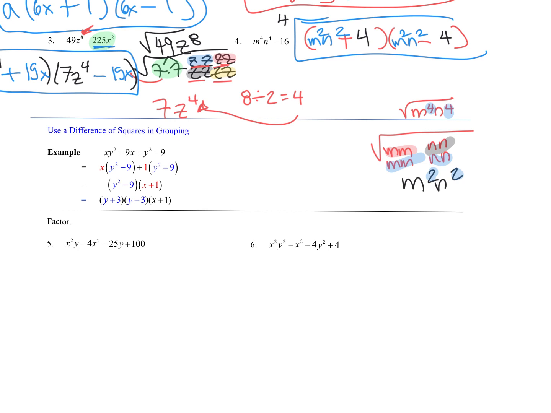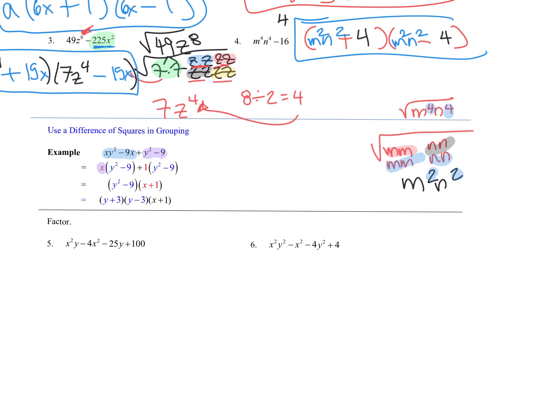So once again, we're doing factor by grouping. And in our example, you can see that they have grouped the first 2 and the second 2. In the first 2, the GCF is x. So they take out an x. And then they're left with y squared minus 9.